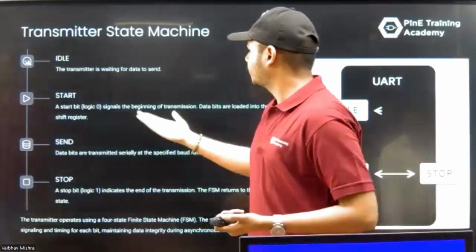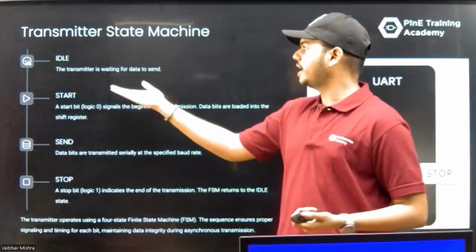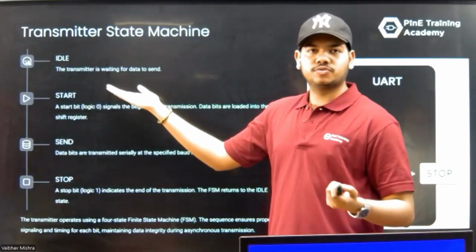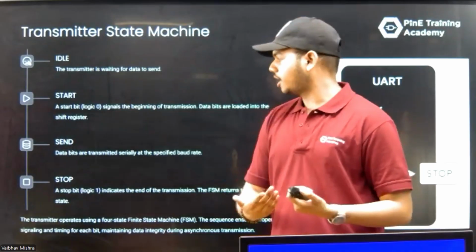Now, after that, this is the transmitter state machine. First of all, our transmitter would be in an idle state where no bit is transferred, the machine is at rest. Then we'll send the start bit.